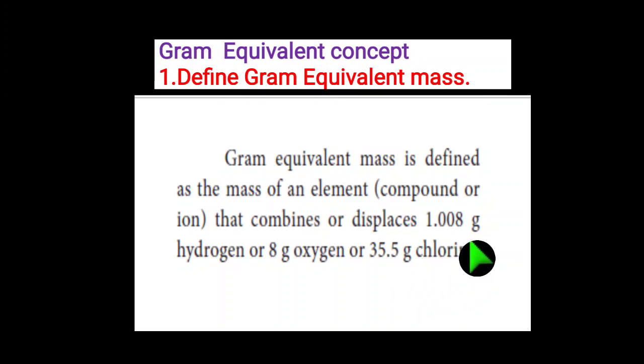I repeat, the gram equivalent mass of an element, compound or ion is the mass that combines or displaces 1.008 gram of hydrogen or 8 gram of oxygen or 35.5 gram of chlorine.